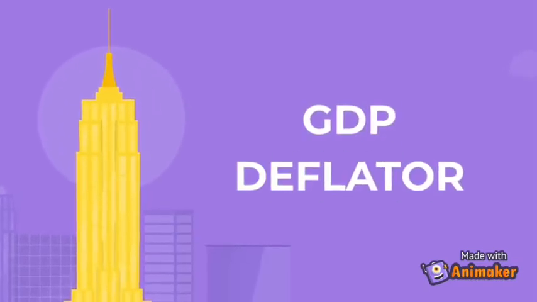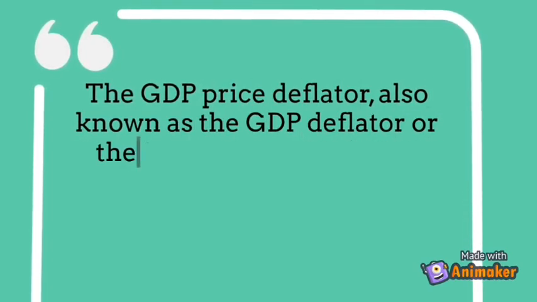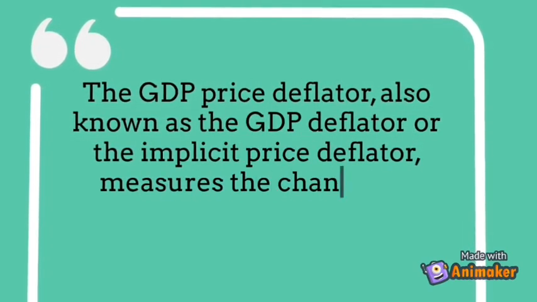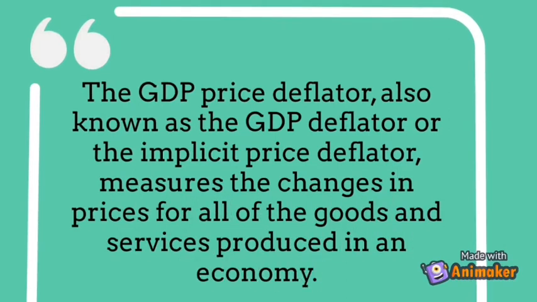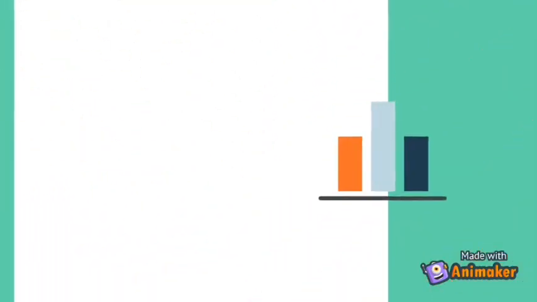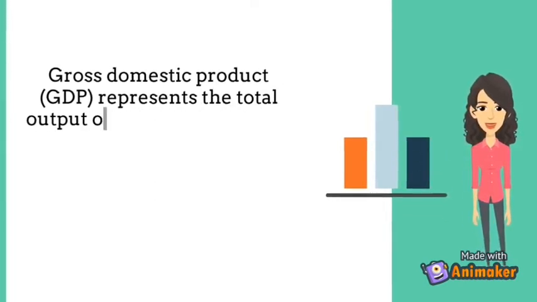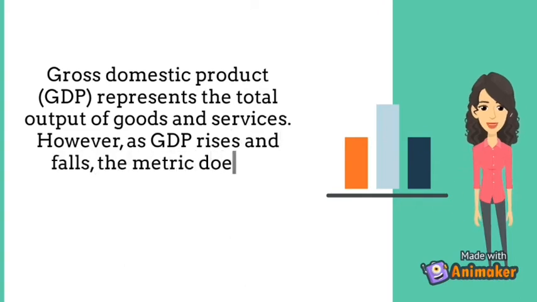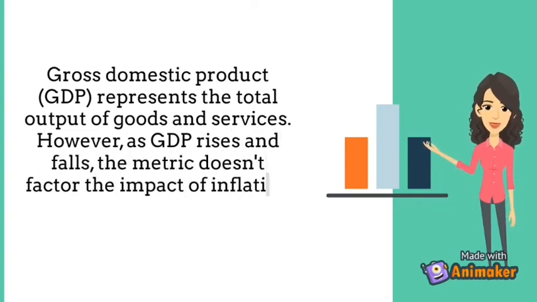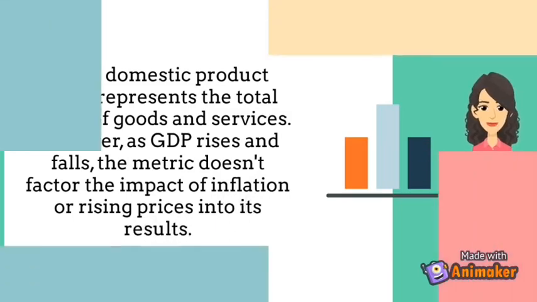GDP deflator. The GDP price deflator, also known as the GDP deflator or the implicit price deflator, measures the changes in prices for all of the goods and services produced in an economy. Gross domestic product, GDP, represents the total output of goods and services. However, as GDP rises and falls, the metric doesn't factor the impact of inflation or rising prices into its results.